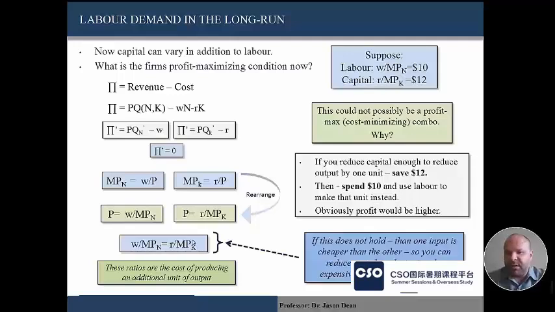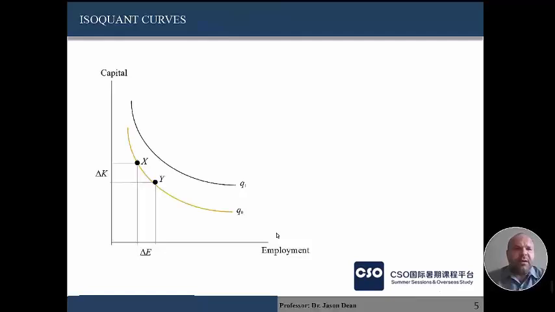If this doesn't hold, then one input is cheaper than the other, and so you can reduce costs by substituting the more expensive one for the cheaper one. So this is the profit maximizing condition. Now let's look at what isoquant curves are and discuss them.